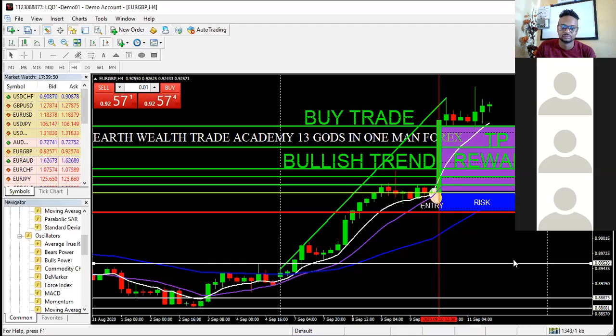So this is a good example of a bullish trend and a buy trade. If it was going down, we would look at it as a sell trade. And then you would have to reverse your stop loss above here, and then your take profit will be all the way down here.